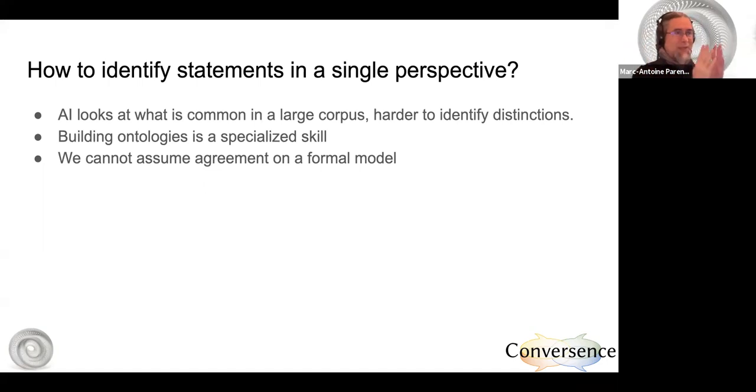It's not about finding the greatest common denominator. It's about identifying the distinctions. The other way to identify statements is you can do it in language, of course, or you can build ontologies and formalize to be very precise about the statements you're making. But building and using ontologies is a specialized skill. And I want this to be in broad usage.